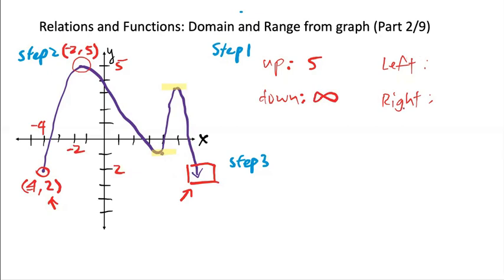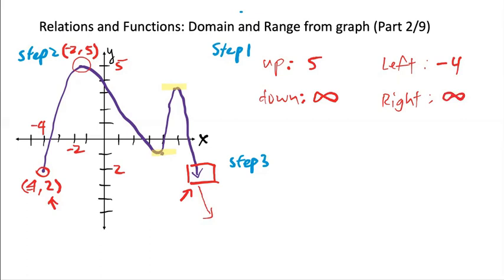And we have left and right. Left, does it go left forever? Well, it does not go to the left forever because it stops at -4. There aren't any arrows. Does it go right forever? Well, let's extend this a little bit with the arrows. So it will just go like that, right? So it does go right forever. And we're done.